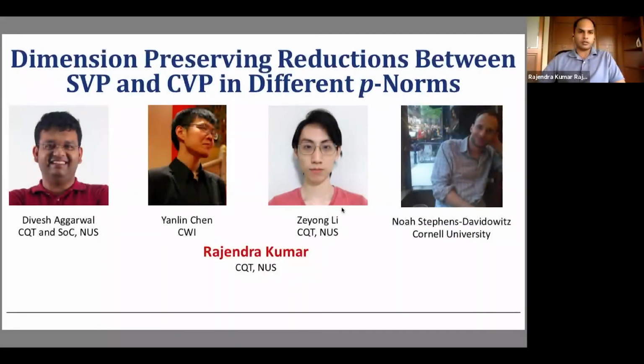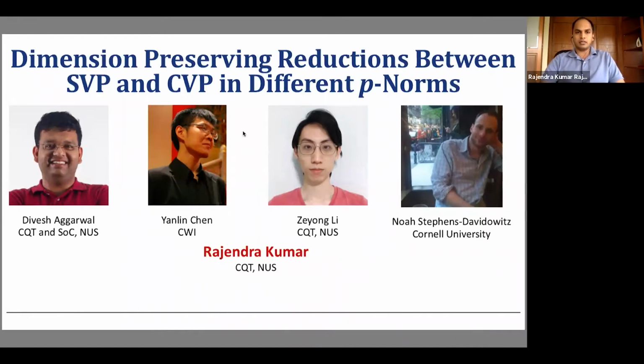So today we'll talk about dimension preserving reductions between SVP and CVP in different p-norms. This is joint work with Divesh Aggarwal, Yanlin Chen, Zeyong Li, and Noah Stephens-Davidowitz. As you can see in the title, there are two keywords. One is dimension preserving reductions, and the other one is SVP and CVP.